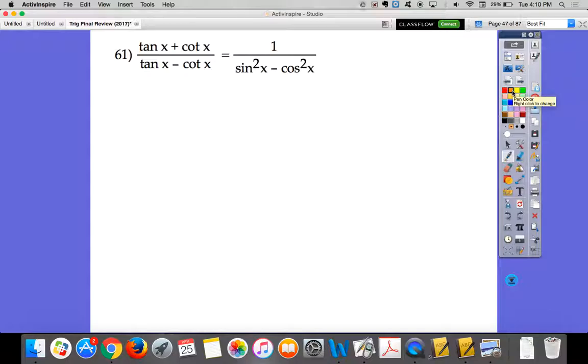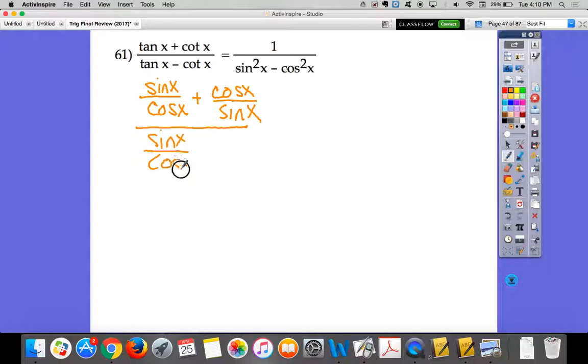Okay, number 61. Oh my goodness, looks like the left side is a lot messier. The right side only has sines and cosines, but the left side has tangents and cotangents. Let's just go ahead and make it nasty. Tangent is sine over cosine, and cotangent is cosine over sine. Okay, same thing. Sine, cosine. Here's our difference. Now it's the difference. We're subtracting.